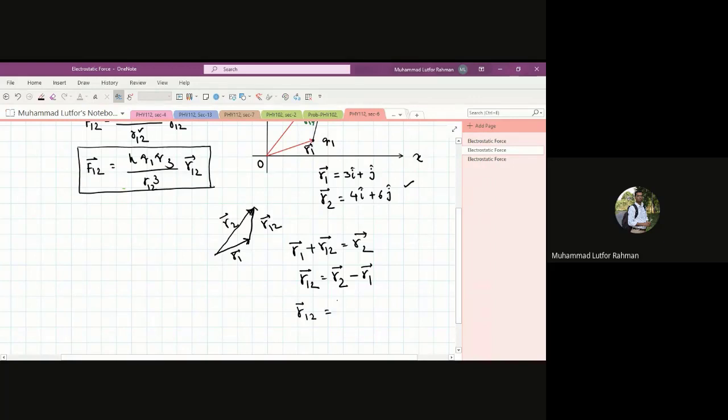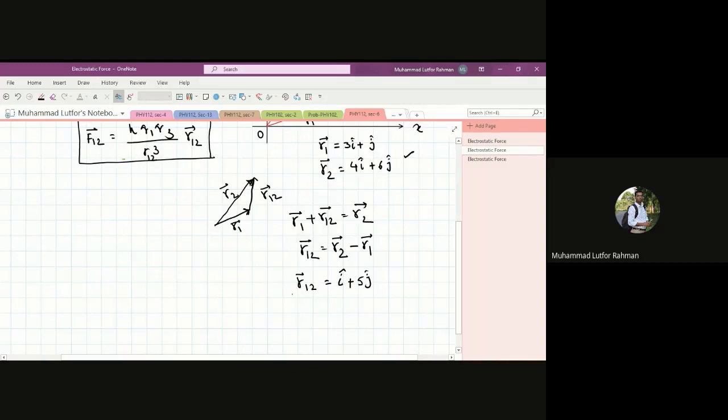What would that be? It should be 4 minus 3, which is going to be the I hat, sorry. Oh, it's a plus, not the minus, because you're subtracting R2 minus R1, it is going to be 5 J hat, right? And I'll also be able to find out the magnitude of this R12. What would that magnitude be? It's going to be 5 squared plus 1 squared, which is root 26.